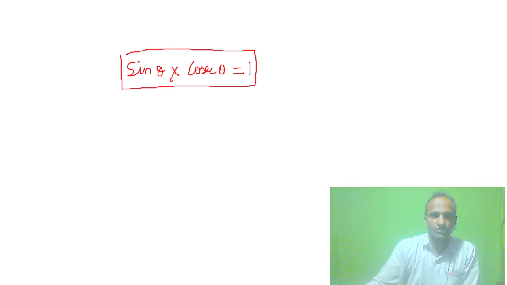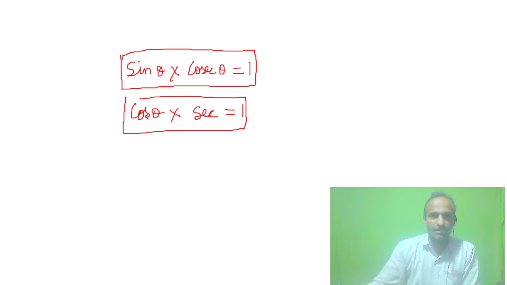As these are reciprocals, we can derive some formulae. Suppose sin theta into, the reciprocal of sin theta is cosec theta. So sin theta into cosec theta is equal to 1. So we have derived one relationship between sin theta and cosec theta. Then second, cos theta into sec theta, because these two are reciprocals of each other. If you multiply them, you get 1. So again we have derived one formula.